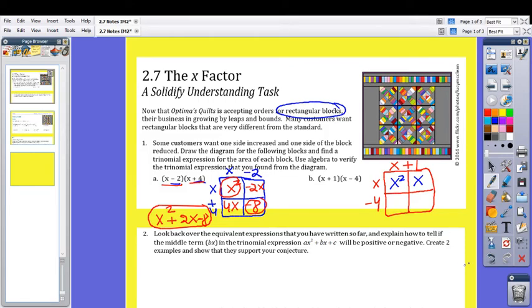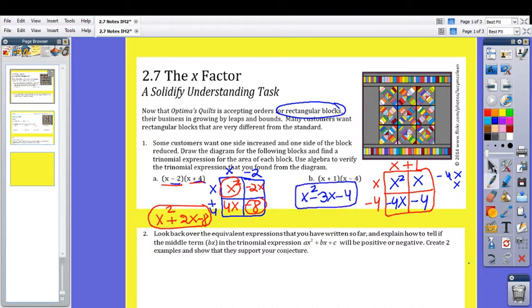Okay, so we will be getting negative 4x, and then negative 4 times positive 1 gives you negative 4. So the area for this quilt will be x squared, and then negative 4x and positive x gives you negative 3x, and then negative 4. Okay, so here we are.